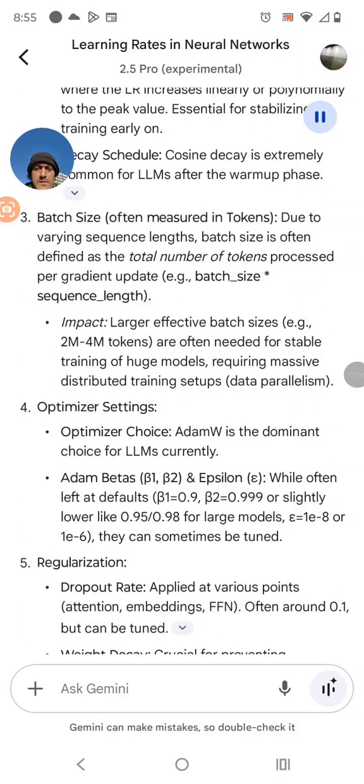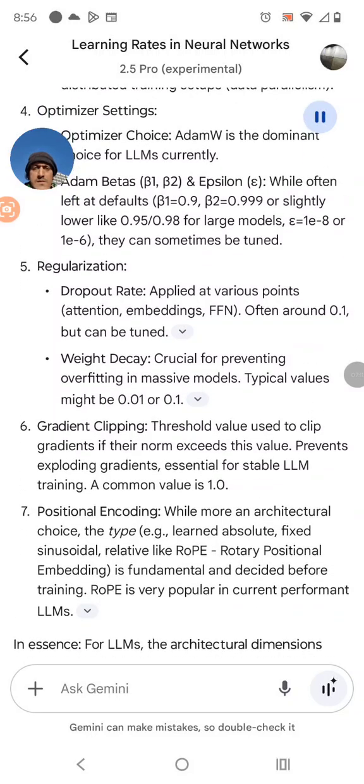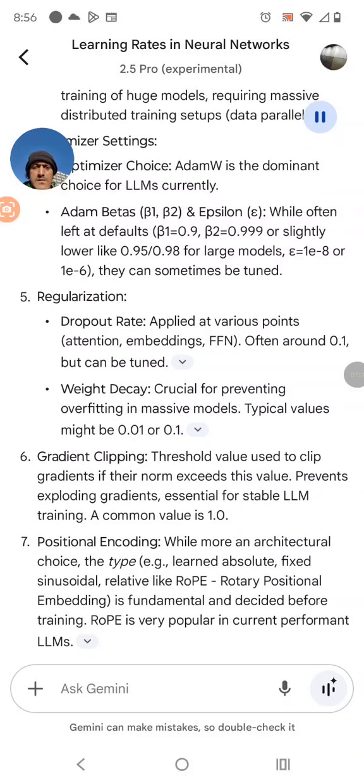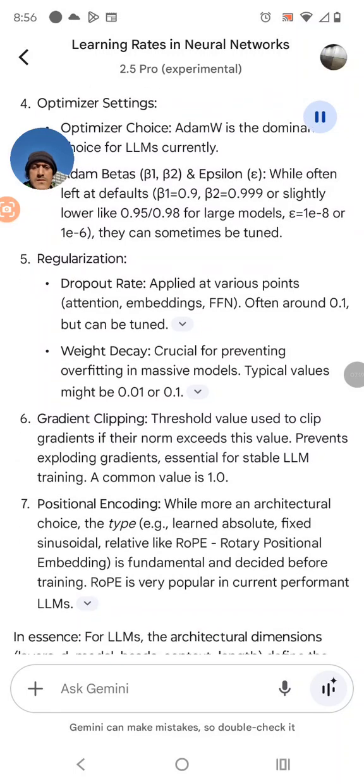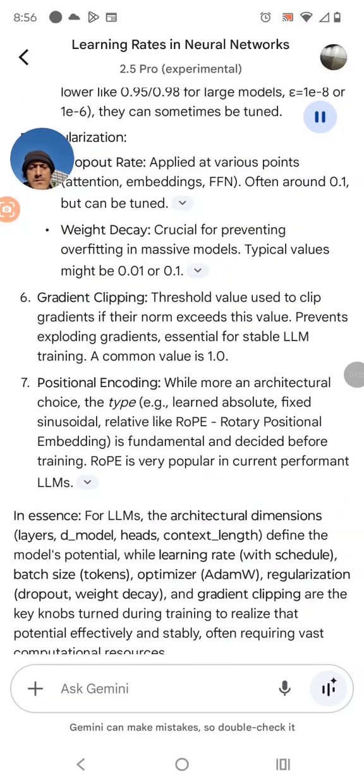4. Optimizer settings. Optimizer choice: AdamW is the dominant choice for LLMs currently. Adam betas, beta 1, beta 2, and epsilon. While often left at defaults, beta 1 equals 0.9, beta 2 equals 0.999 or slightly lower like 0.95/0.98 for large models, epsilon equals 1e-8 or 1e-6. They can sometimes be tuned.